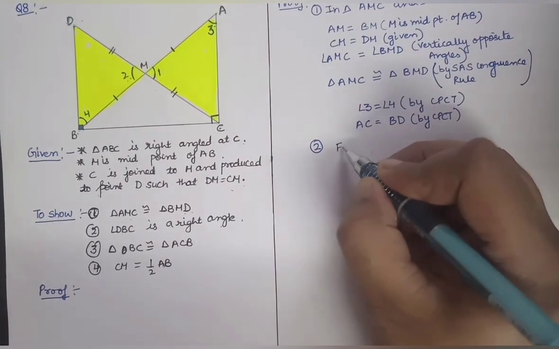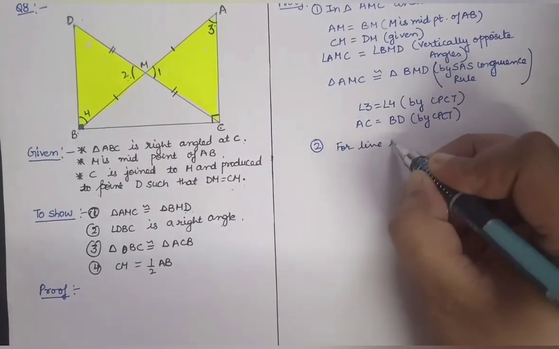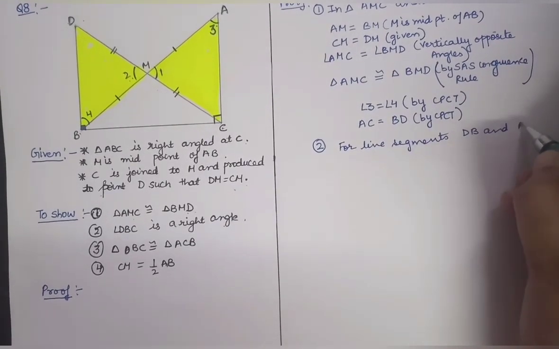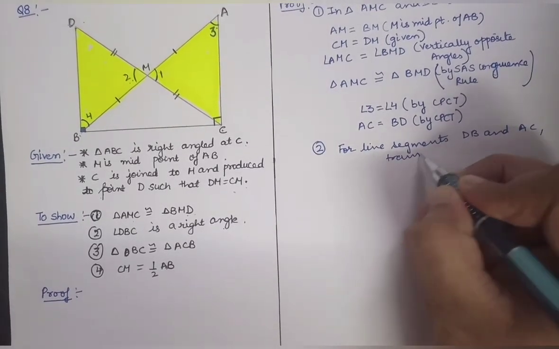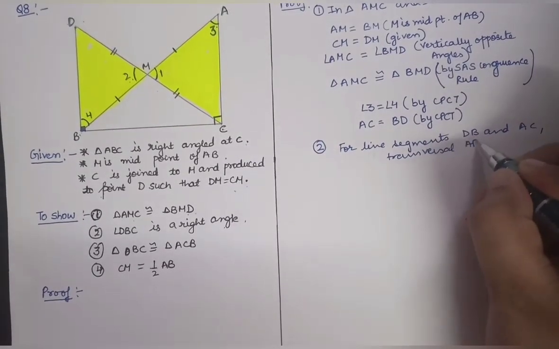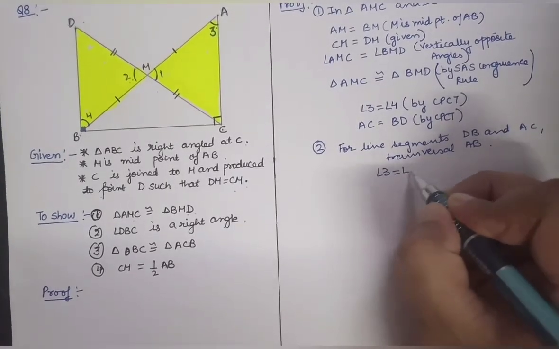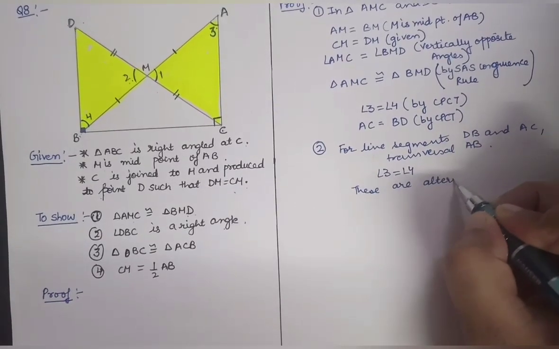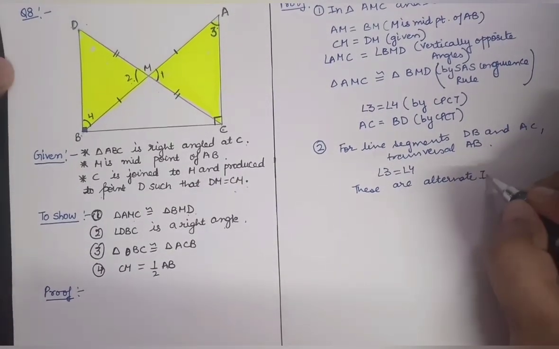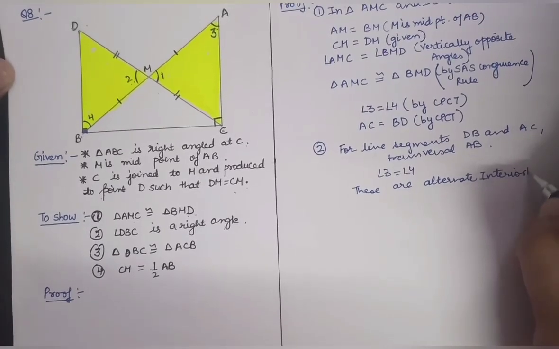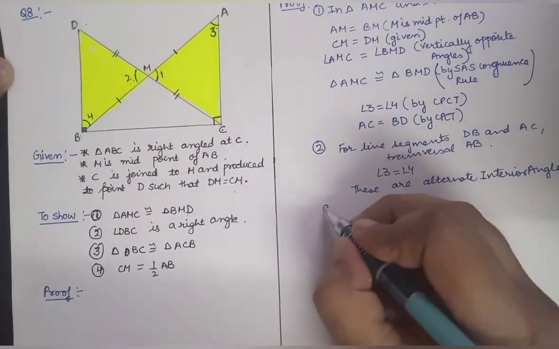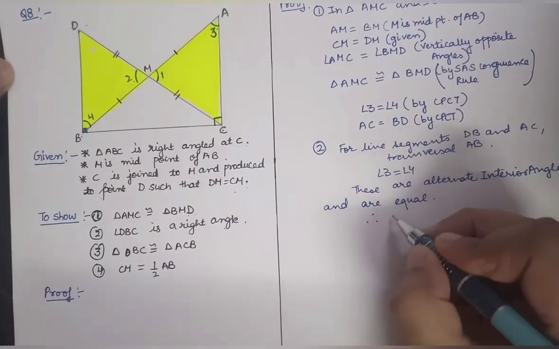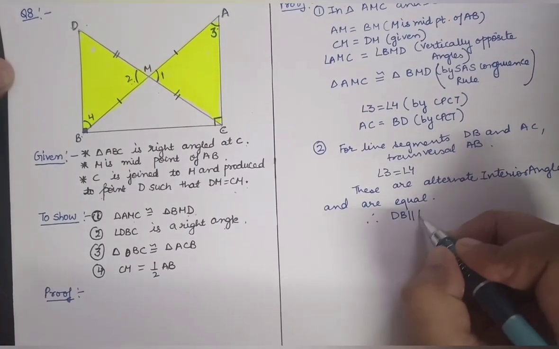So, we will write: for line segments DB and AC, transversal AB, angle 3 is equal to angle 4. These are alternate interior angles and are equal. Therefore, we have that DB is parallel to AC.